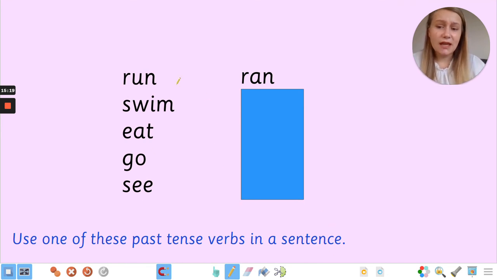So these ones here, what I'd like for you to do is have a think. Can you work out what the past tense form is of each of these verbs? I know that run becomes ran. So have a think. What does swim become? What does eat become? What does go become? And what does see become when we turn it into its past tense verb form? Pause the video and please have a go at writing down each of these verbs in their past tense form. Off you go.